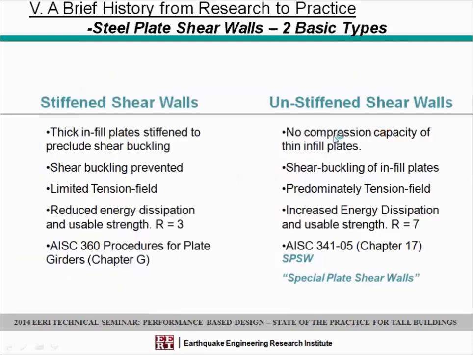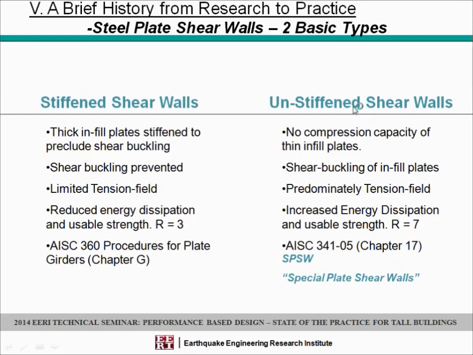Now, in quick summary, basically, the stiffened shear wall is thick infill plates stiffened to preclude shear buckling versus the unstiffened, which has no compression capacity. It's not assigned compression capacity of the thin infill plate. Shear buckling is prevented in the stiffened one. Here, shear buckling of the infill is allowed. And here is predominantly tension field.